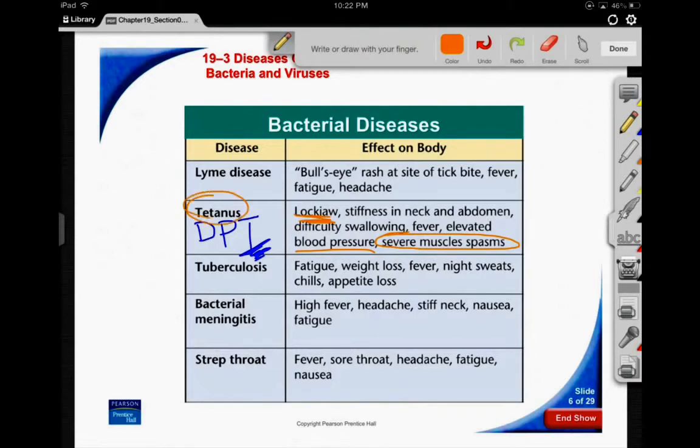Tetanus itself means that there's a rigor, your muscles just tighten up. And tetanus is a horrible condition, because if that tightening of the muscles happens to your diaphragm and interferes with your ability to breathe, or interferes with the beating of your heart, you'll die. Okay? Tuberculosis, I'm going to show you an animation of that one in a moment. That's a severe lung infection caused by a little bacterium known as Mycobacterium tuberculosis.